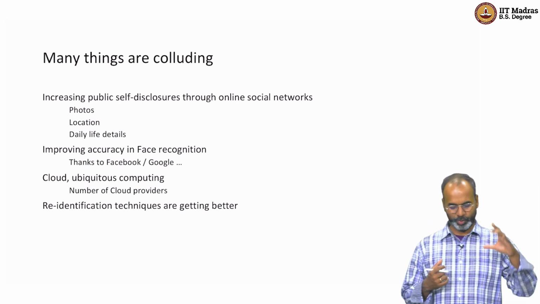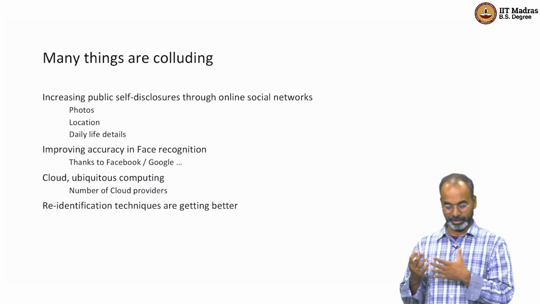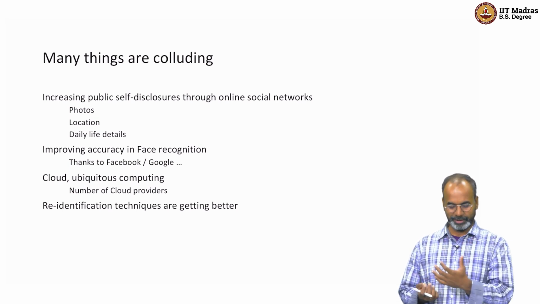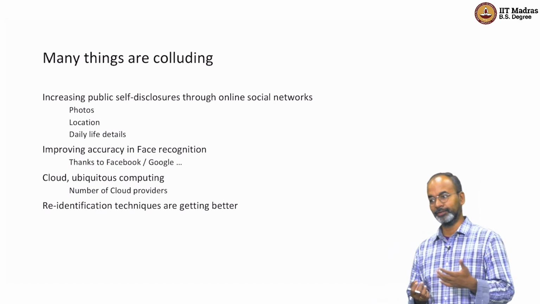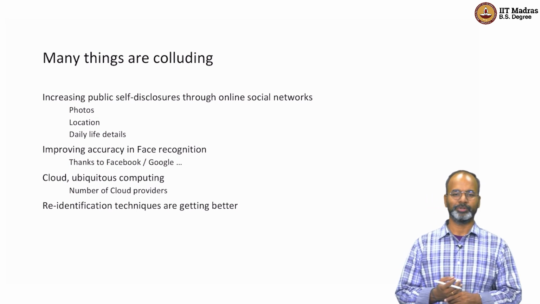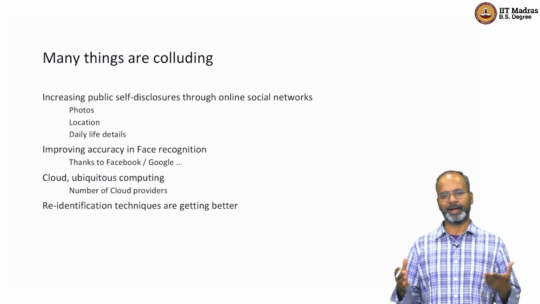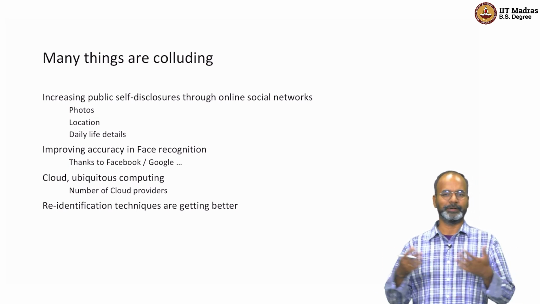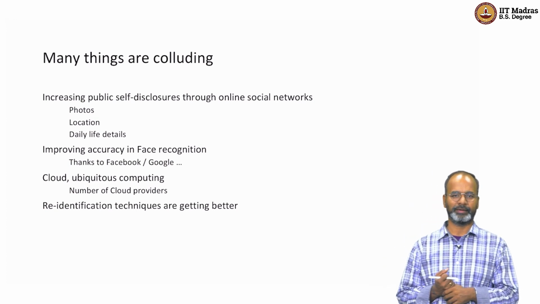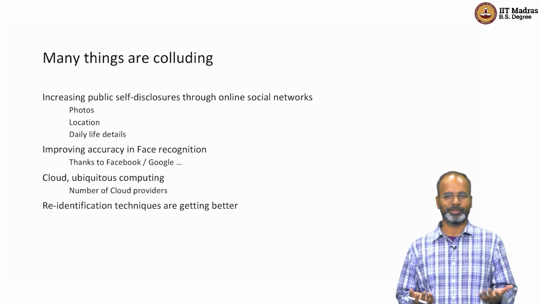Lots of things are colliding, because on one side data storage is becoming cheaper and more easily available, and there is increasing public self-disclosure through online social networks. For example, I upload my pictures. I assume that in the last 8 weeks, you may have seen my social posts about different cities that I travel to: hashtag hello Bangalore, hello Bhopal, hello Indore, hello Delhi, whatever. That is self-disclosure. Nobody's asking me to post it on social, but I do it myself.